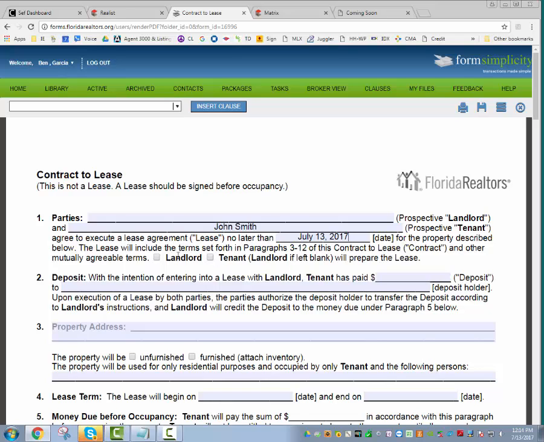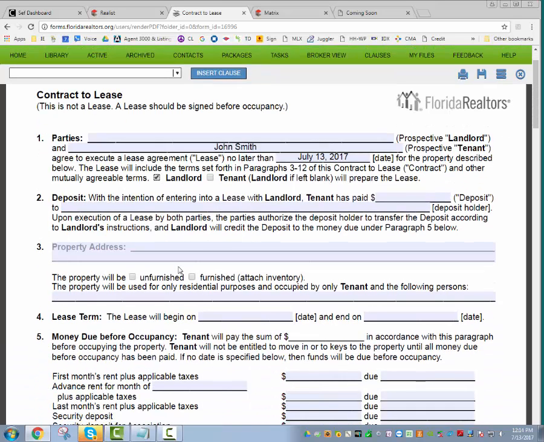Okay, so the landlord will prepare the lease generally. We are happy to prepare the lease if we are requested to. That's not a problem. With the intention of entering into a lease with the landlord, tenant has paid. We like to put a full month here. So we're going to pretend that the amount of rent is $2,000. So that deposit is going to go, for us, we have a title company, the Florida Title Insurance Company.